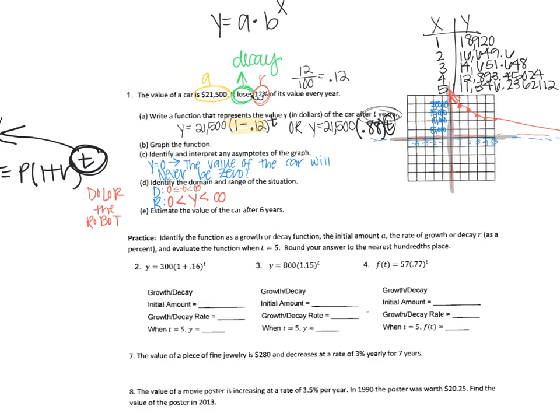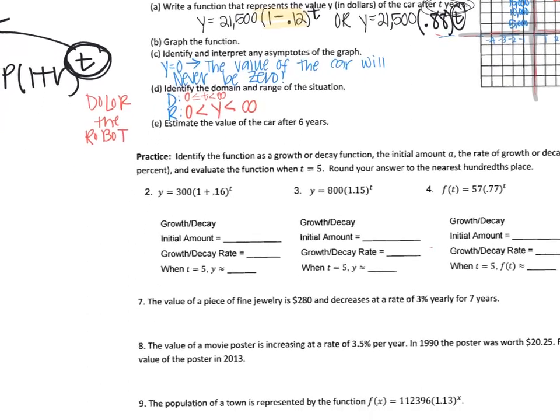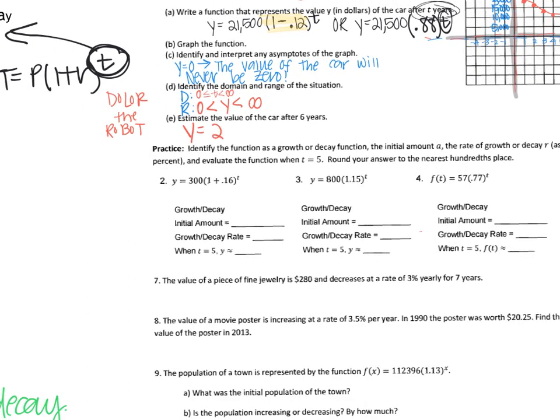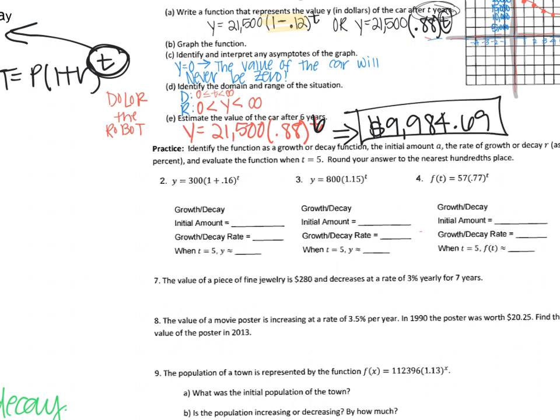And it wants us to estimate the value of the car in 6 years. So I'm using the formula I was given, y equals 21,500 times 0.88 to the t power. But instead of t, I'm putting 6. So then again, I would plug this into Desmos or your graphing calculator, and in 6 years the estimation of the car value is $9,984.69 after you plug it into your calculator. How do we feel? Sweet.